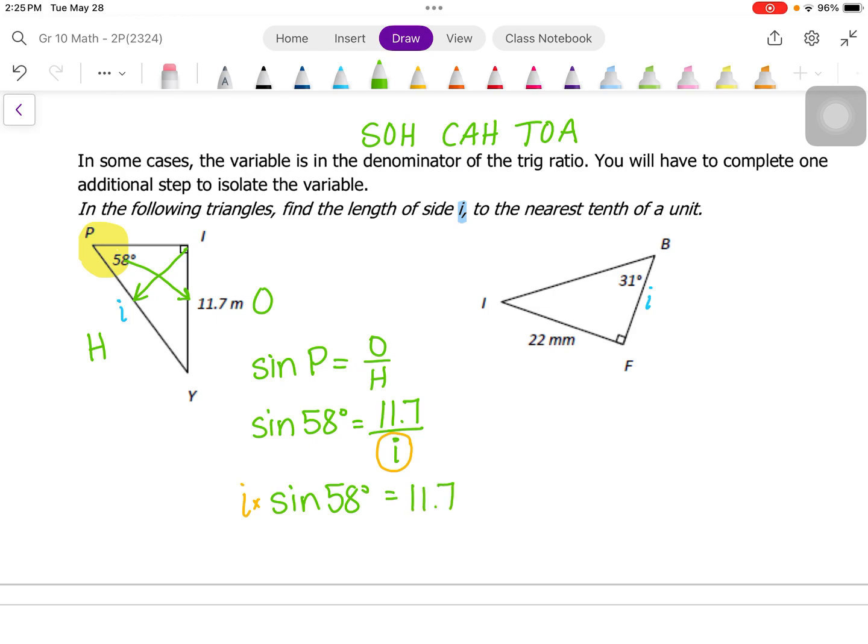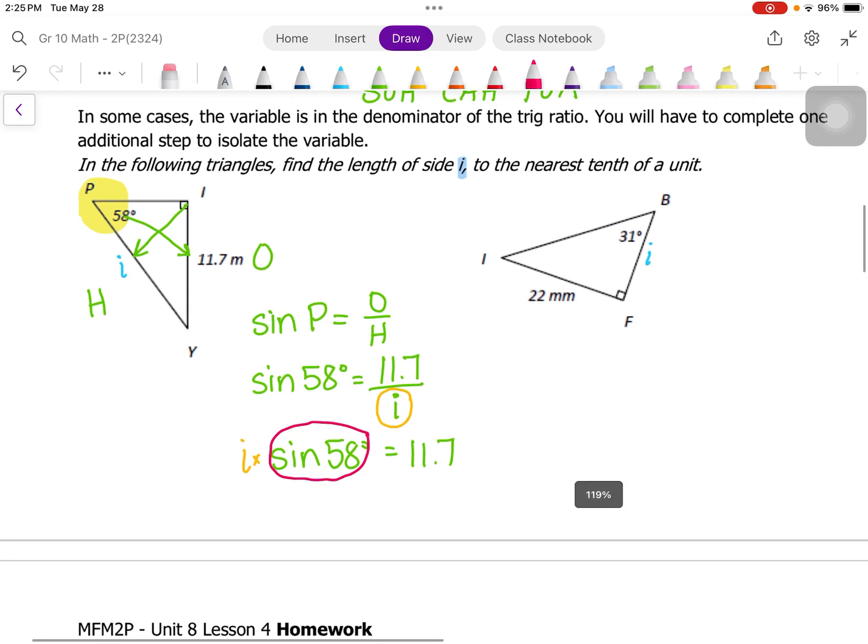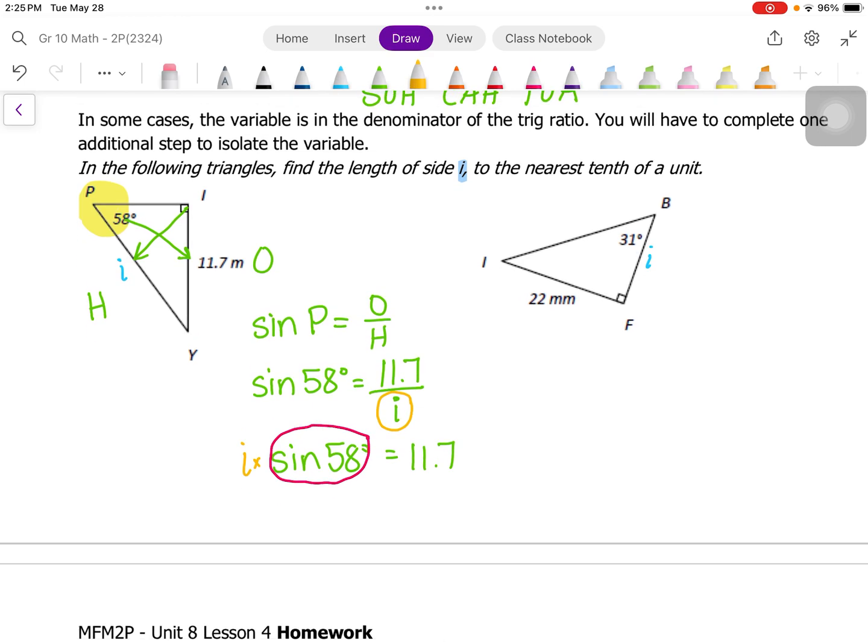Now, I need to isolate for I. I need it on its own. So now I need to move the sine of 58 over. Now over here, I'm multiplying by it. So to move it over to isolate I, I'm going to need to divide by the sine of 58. So I have 11.7 divided by the sine of 58 degrees. And if we calculate that, that is equal to 13.8 meters. So side length I is equal to 13.8 meters.